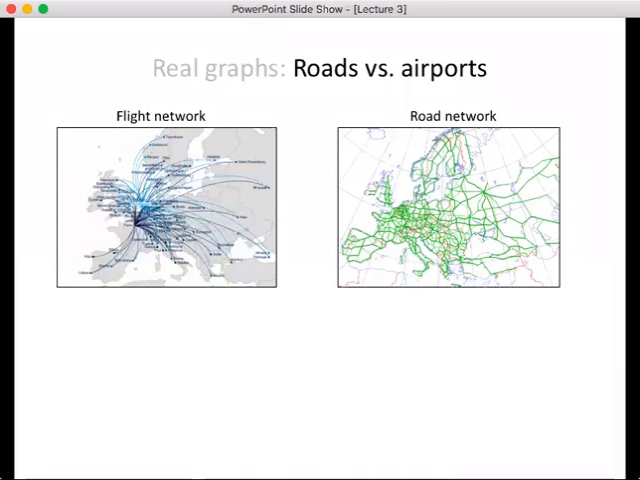Just to explain a bit better the concept of physical constraints, let's compare the flight network that we saw before with the road network. So the question is, what do you think will be the degree distribution in these two cases? I would go by raising hands, but I will not see your hands. So let's write in the chat. How many of you think that both of these are power law distributions when we take the degree?